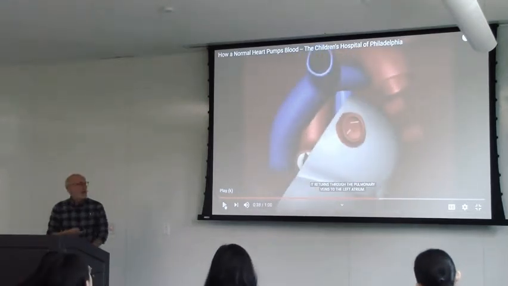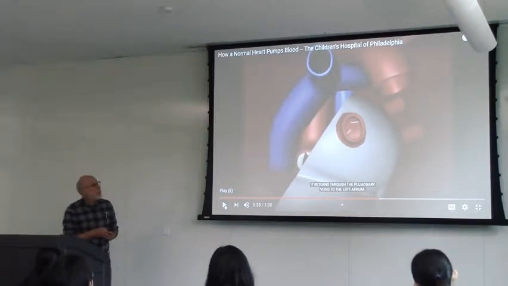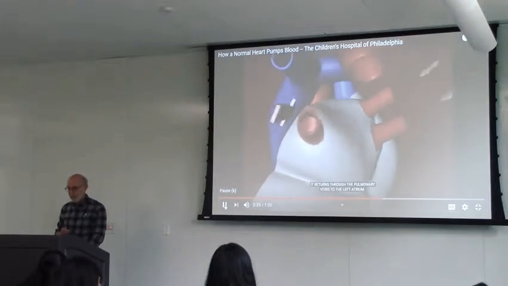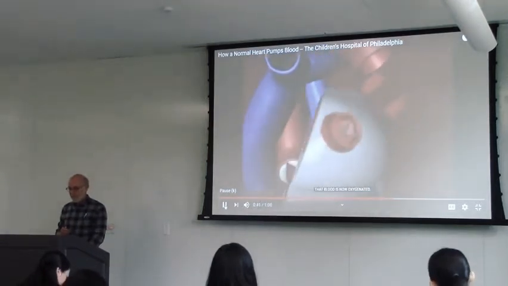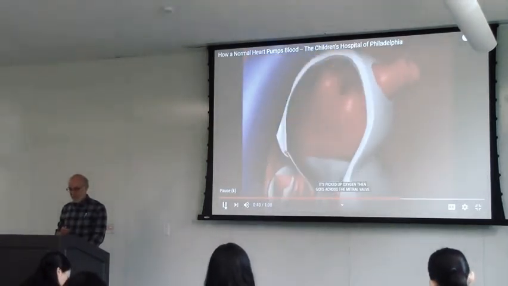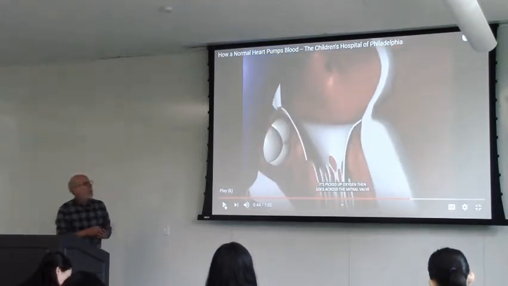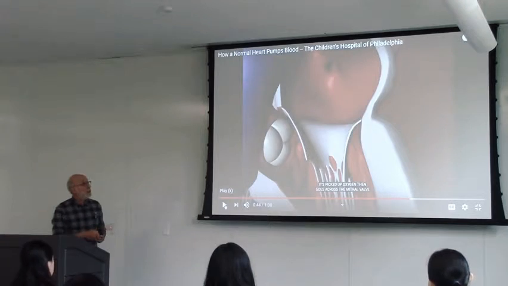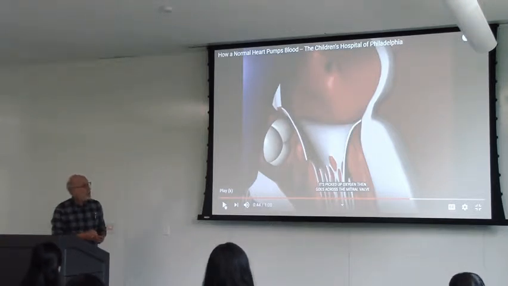veins. Pulmonary veins return blood from the lungs into the left atrium. That blood is now oxygenated. It's picked up oxygen, then goes across the mitral valve. When the left ventricle is relaxed and refilling, blood flows from the left atrium through the bicuspid or mitral valve into the left ventricle.